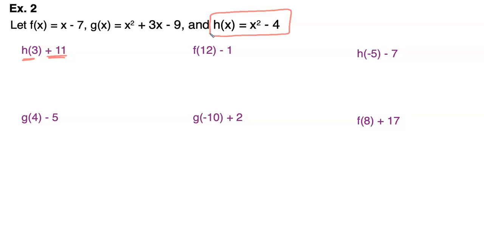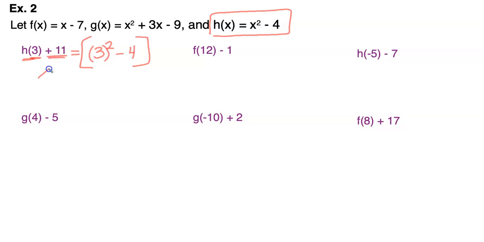So I'm putting in 3 for x still. So I'm going to put 3 in here, and I'm going to square that. I like to put this in parentheses because sometimes we have a negative value in there. Minus 4.